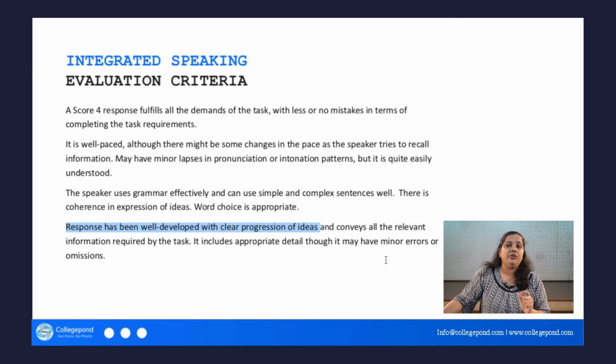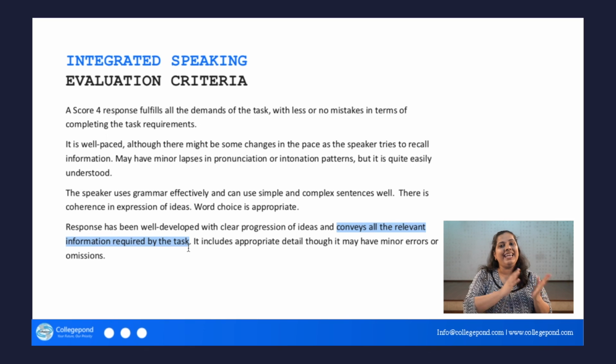Another thing that you need to keep in mind is you should convey all the relevant information that is required by the task. So you have to do everything that the task is asking you to do in the prompt. If the task has asked you to do X, Y and Z, and if you do only X and Y, then that's going to be a major problem. You're not really fulfilling all the requirements of the task.